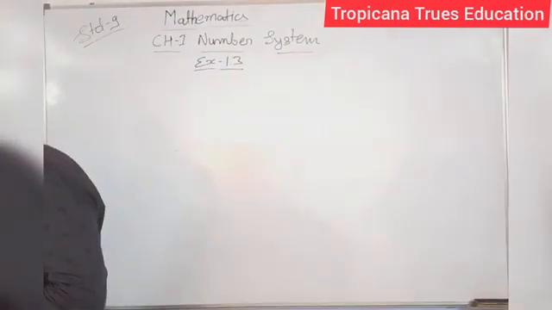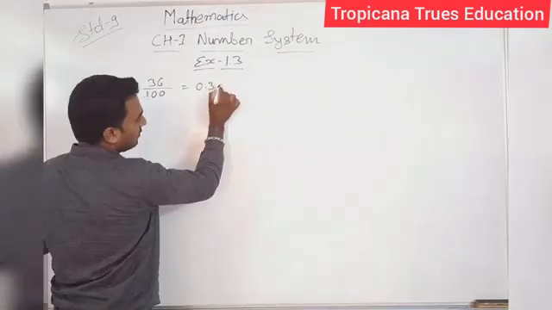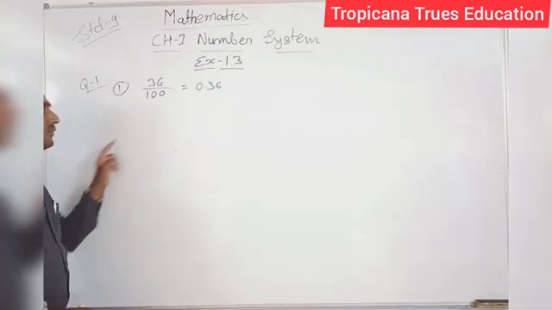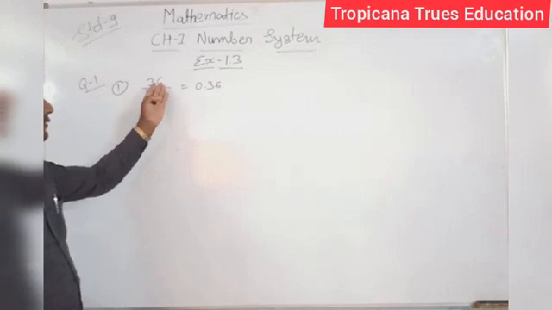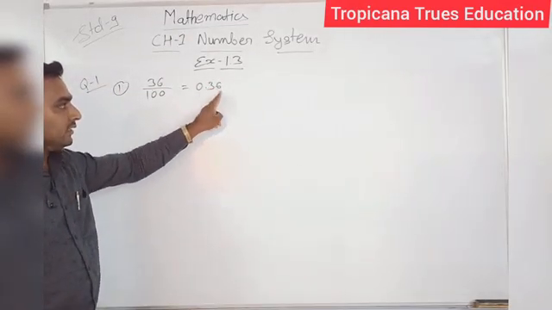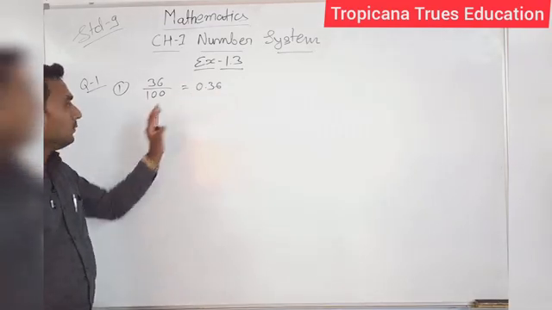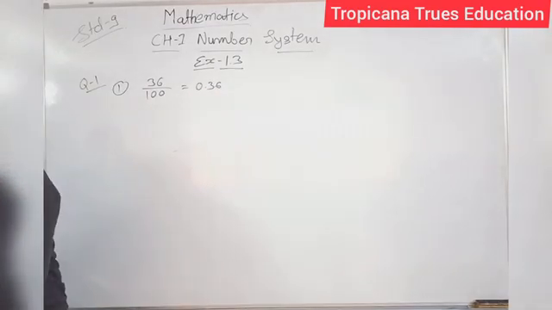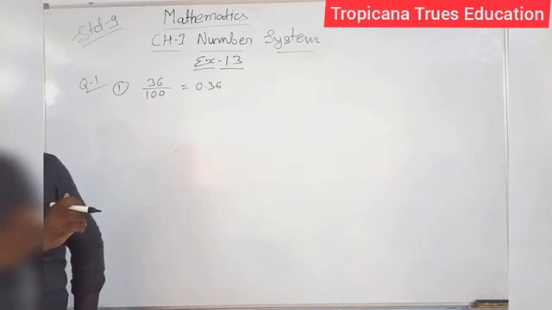Here is your first question: write in decimal form. If you multiply something, then what happens? You have to go to the right-hand side with the decimal point. Here we have to go to the left side. Okay, so clear. Thereafter, your second one.